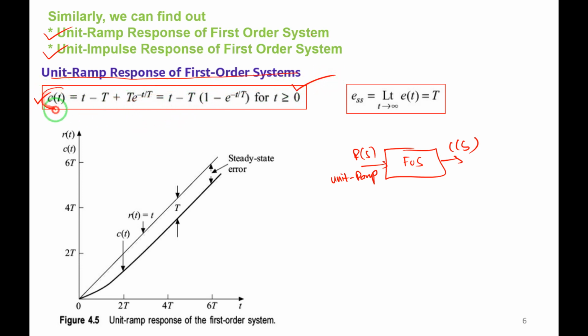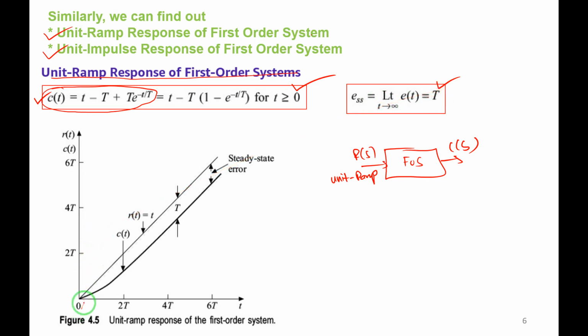This equation, only this much, right? This is the unit ramp response of a first order system. Then what is the steady state error? Let me see here. ESS is the limit as t tends to infinity of e(t). What is e(t)? You know, e(t) is r(t) minus c(t). r(t) is the unit ramp, so you subtract it and apply t equal to infinity, you will get T. This means we can observe here there is an error. Steady state error depends on the time constant T.